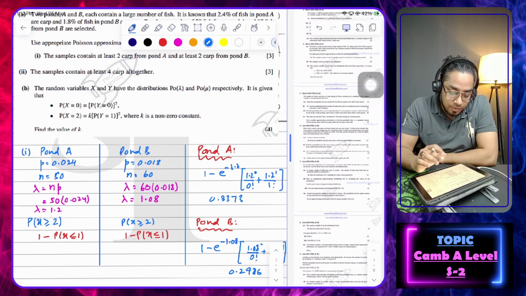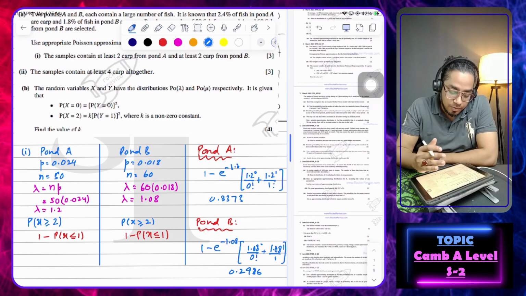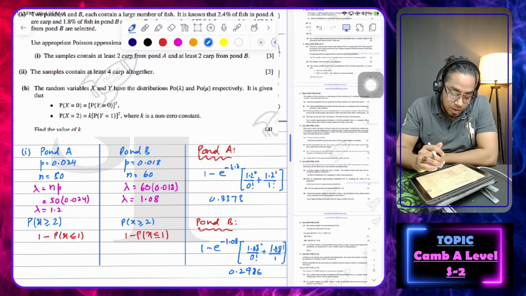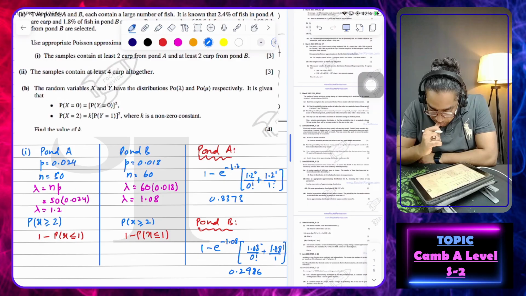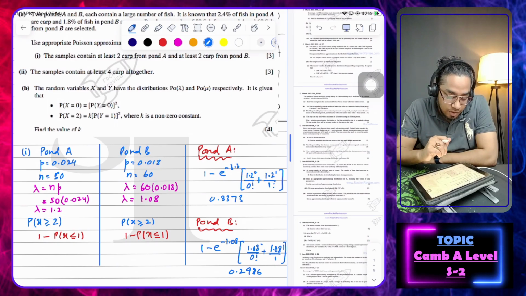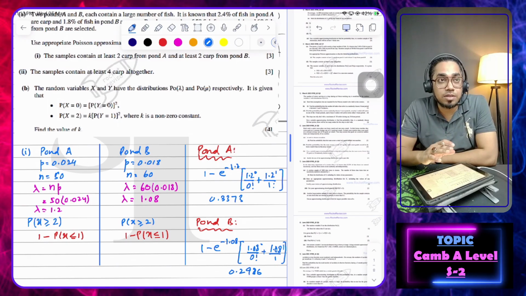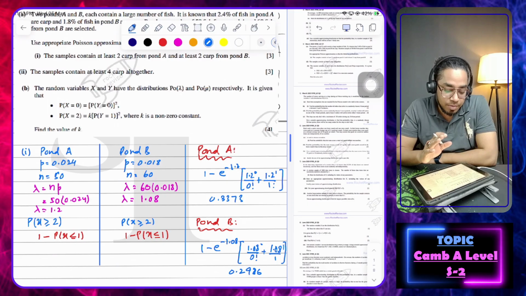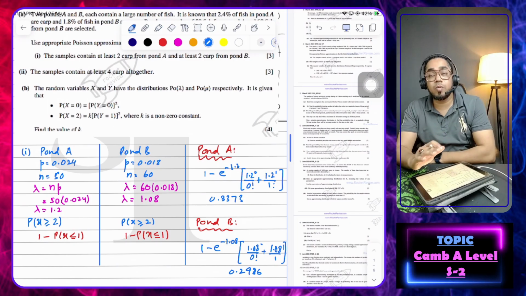The random variables X and Y have the distributions Poisson of lambda and Poisson of mu respectively. It is given that P of X equal to 0 and P of Y equal to 0 squared, and P of X equal to 2 is k times P of Y equal to 1, where k is a non-zero constant. Find the value of k. It's an easy question, we have two different assumptions. Now we just have to simplify and figure out the value of k. The first random variable X has the parameter lambda, and the second distribution Y has the parameter mu.